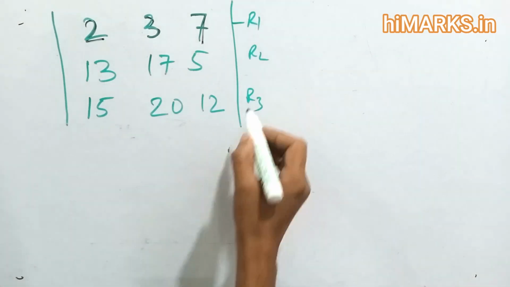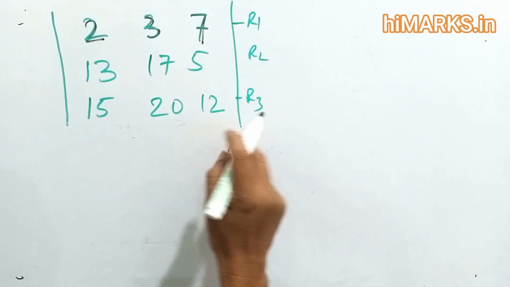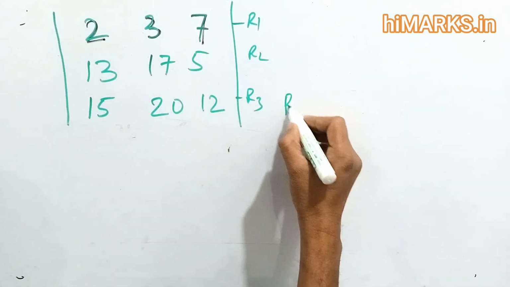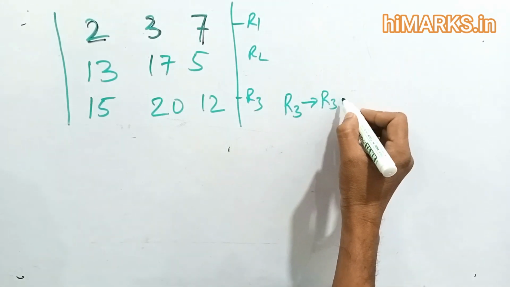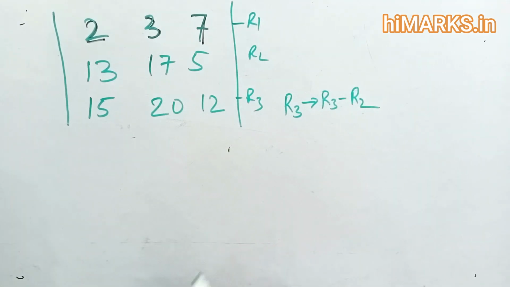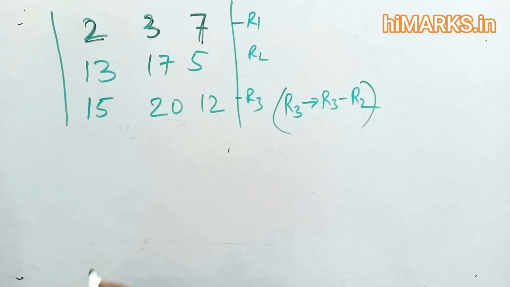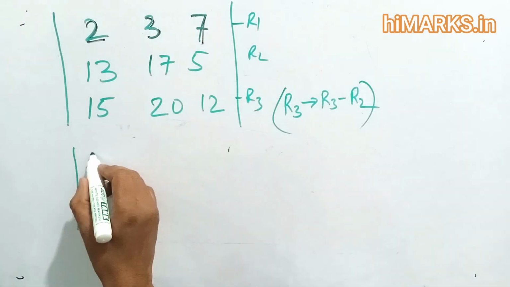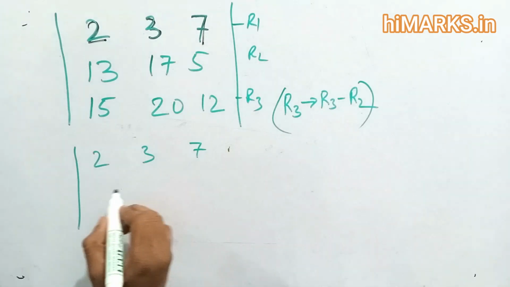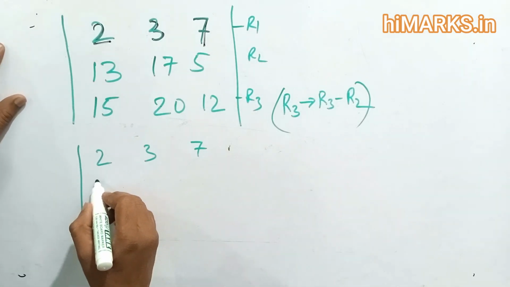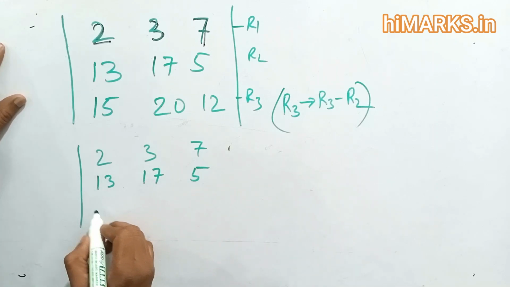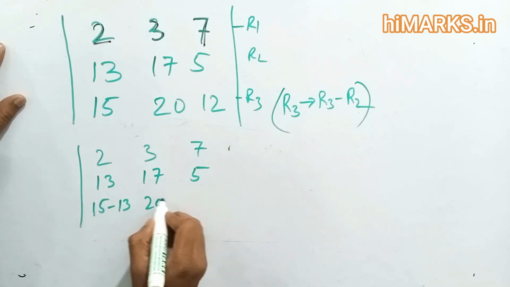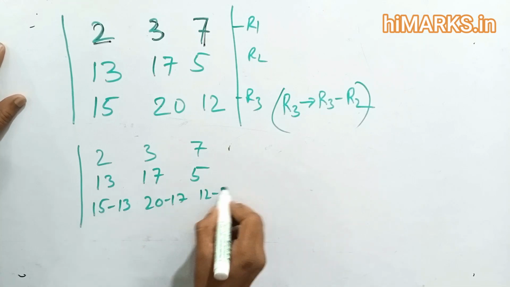So the operation we will do here is new R3 will be R3 minus R2. With this operation, we get 2, 3, 7 and 13, 17, 5. Here you will get 15 minus 13, 20 minus 17 and 12 minus 5.